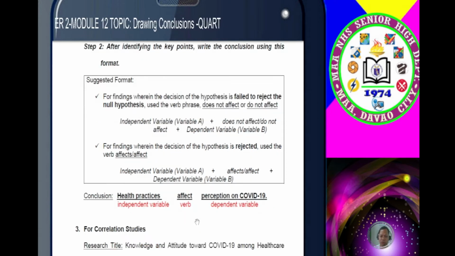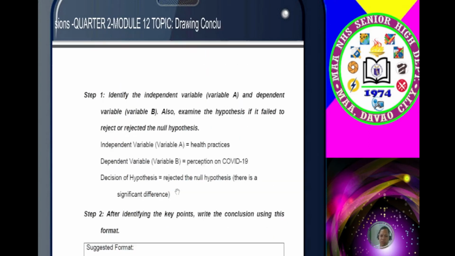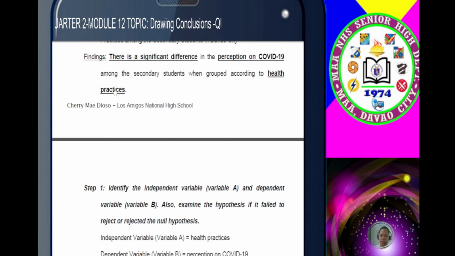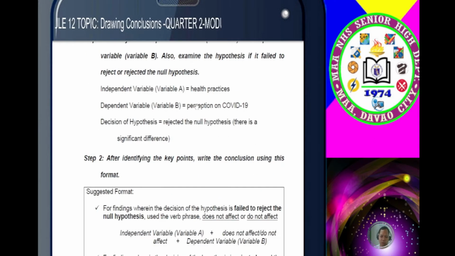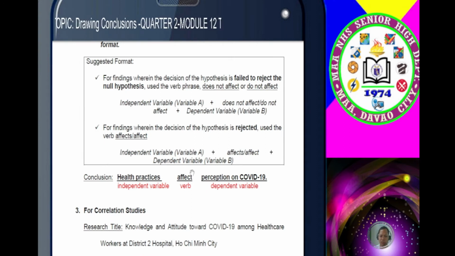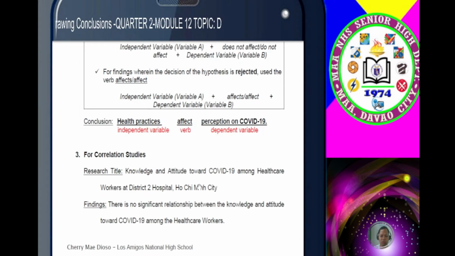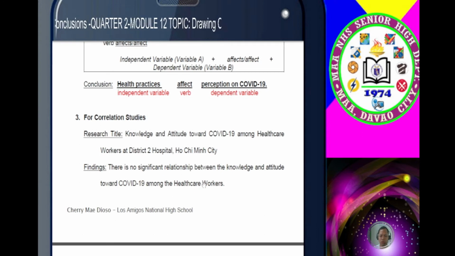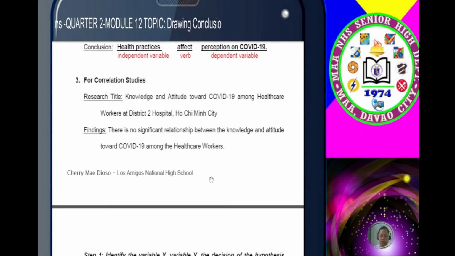Okay, so here's the conclusion. Health practices affect perception on COVID-19. So here's the conclusion from these findings. Okay, there's a significant difference. I hope you get the point in writing this conclusion. Now let's go to correlational studies.